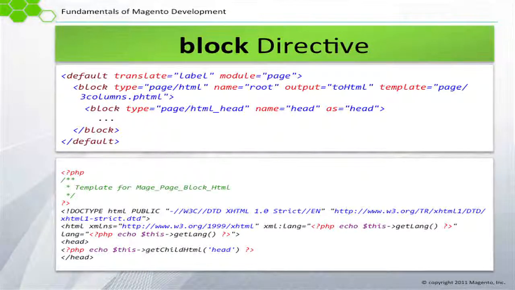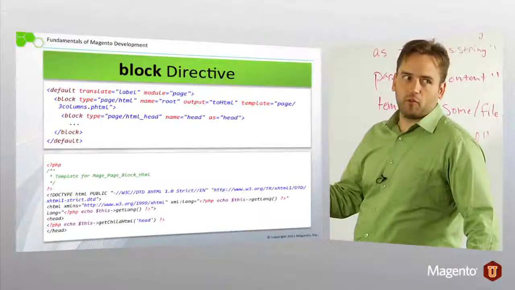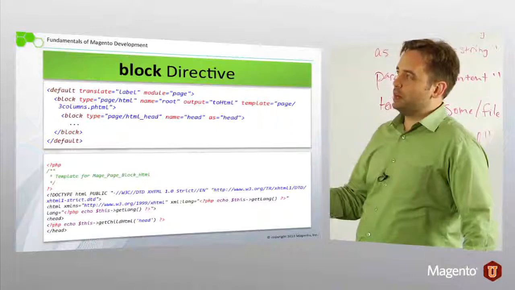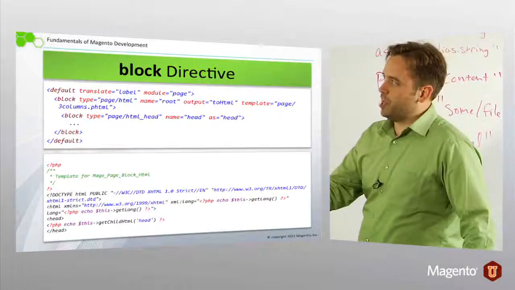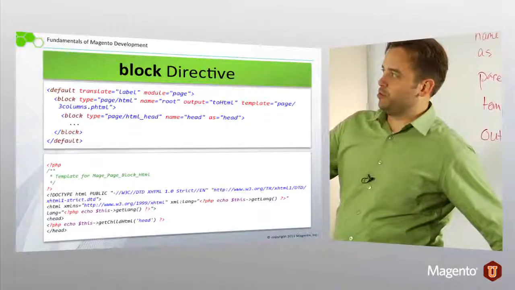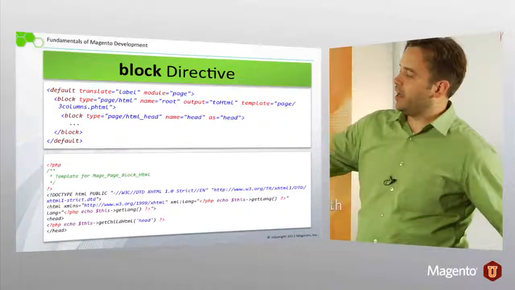Block being declared in there. Root, it's got the output. That's why you never have to specify it, because you only ever want one output node, one output block. And inside here, this head block has been made a child of the root block just by virtue of it being declared inside of that. Okay?